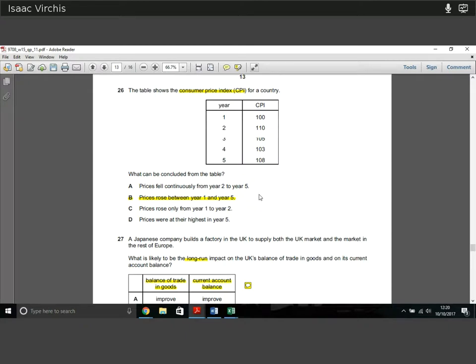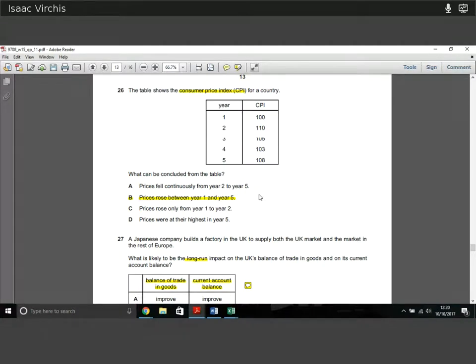Consumer price index, sorry, question 26. Table shows consumer price index, CPI. Consumer price index is just an indication of the price level of the economy, calculated by measuring the change in the price of a standard basket of goods. It changes every year, sometimes products come in, sometimes they go out, depending on the consuming trends in the country at the time.